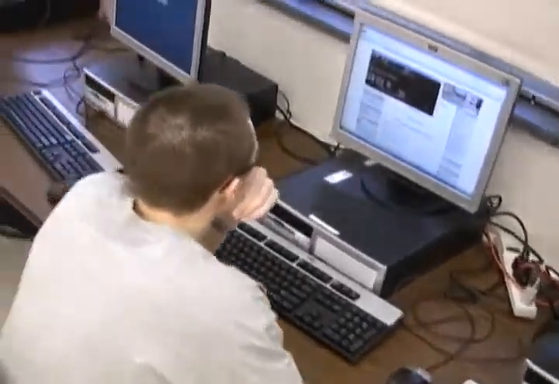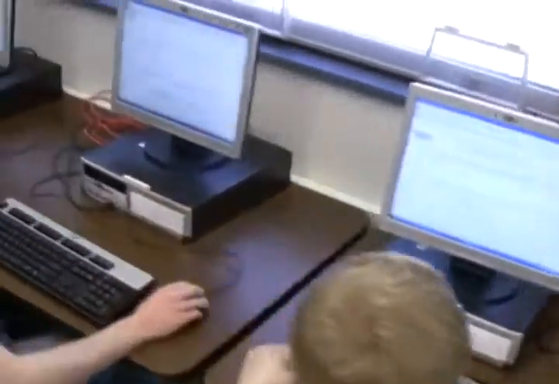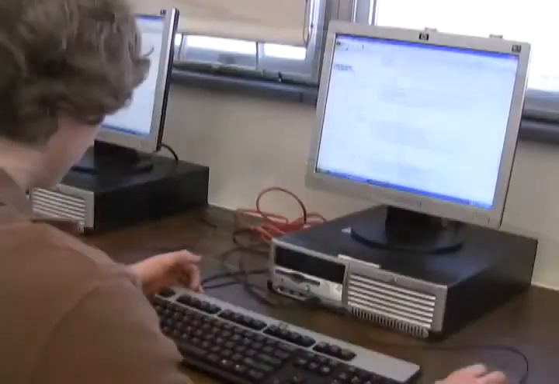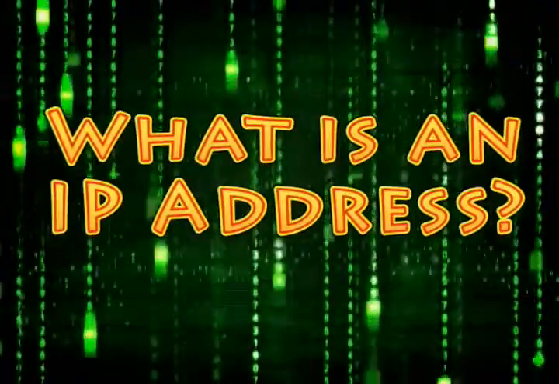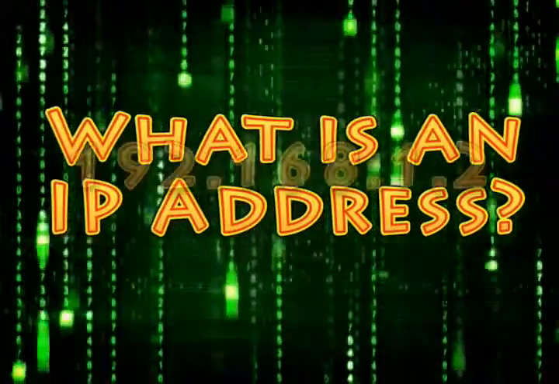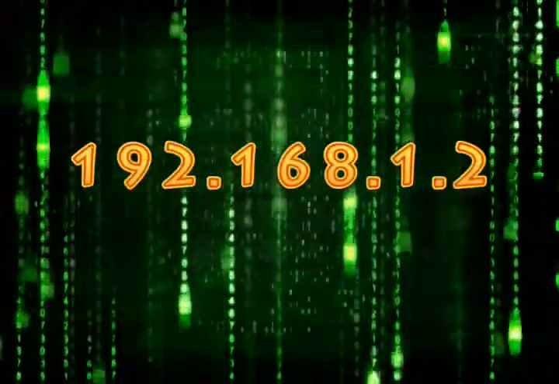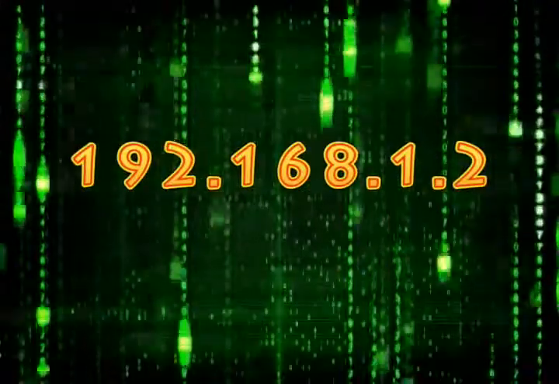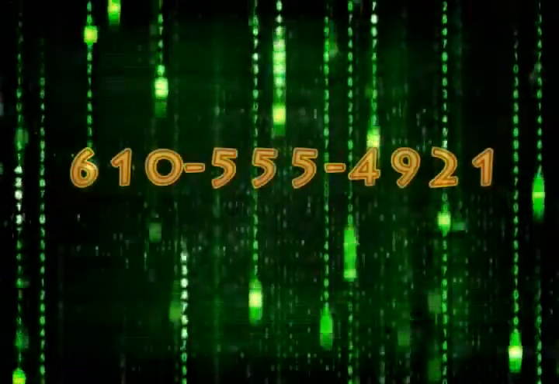If you are around computers long enough, you start to pick up on little buzzwords now and then. You may have heard the term IP address, but what is an IP address? An IP address, or Internet Protocol address, is a set of 4 numbers separated by periods. To you and I, we can almost think of it as a phone number.